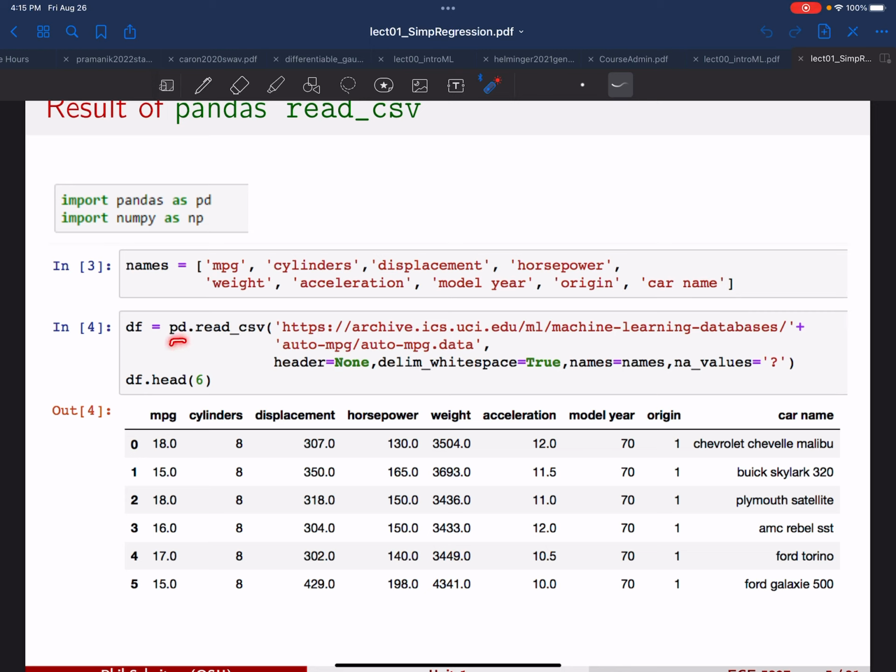And so we're going to do pd.read_csv. So now our Python interpreter knows where to find that command. And you can see that when we ran this, we had to give it a bunch of inputs.